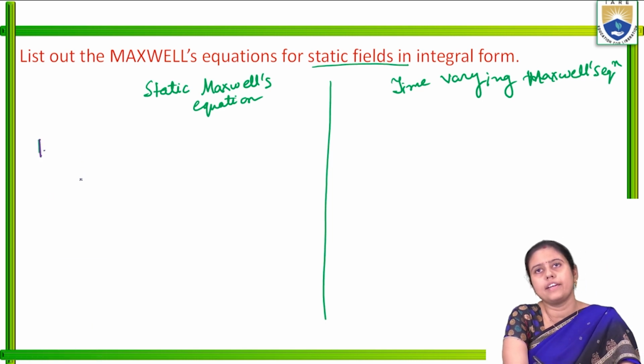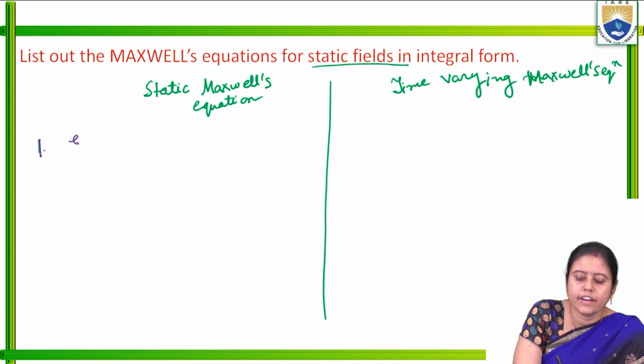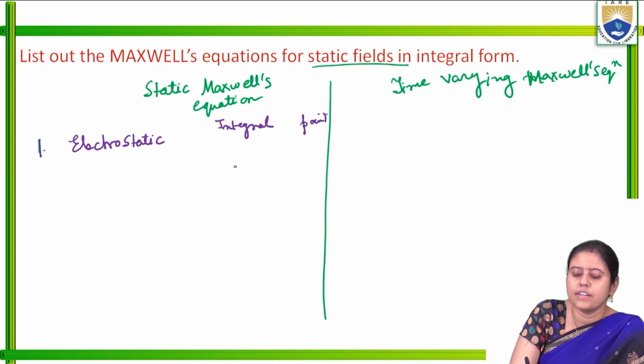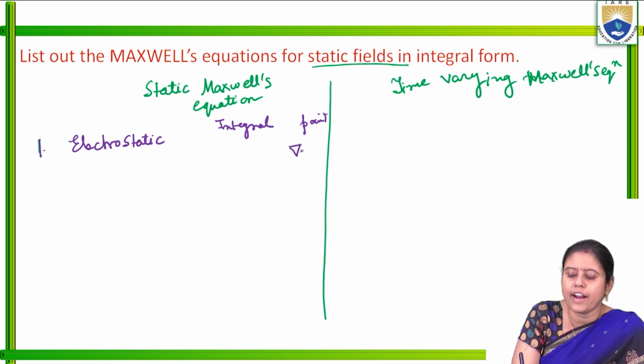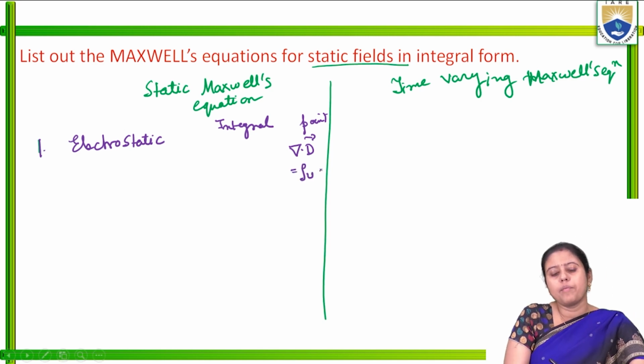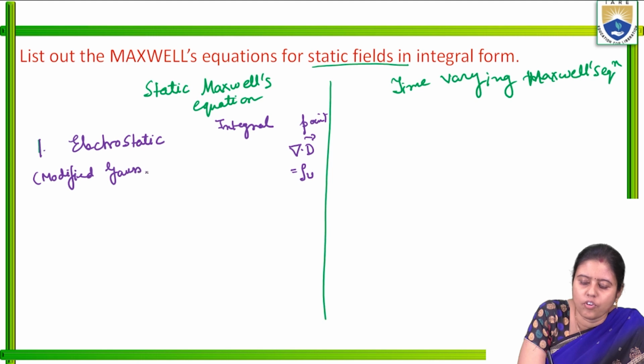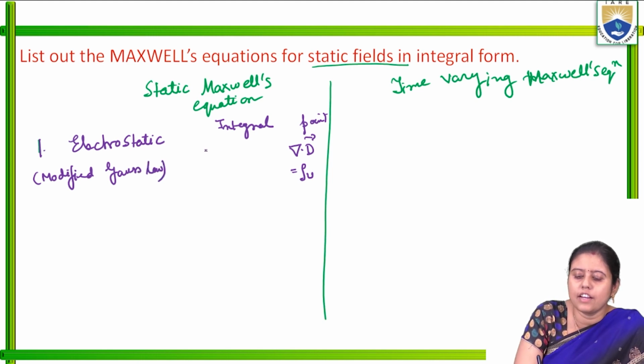Number one of the static equations is from electrostatics. And for everything there are two forms: one is called the integral form, another one is called the point form. So what is the point form of the electrostatic equation? Electrostatic first point form is grad dot D is equal to rho V. We are getting it from the Gauss law. This is the modified Gauss law.